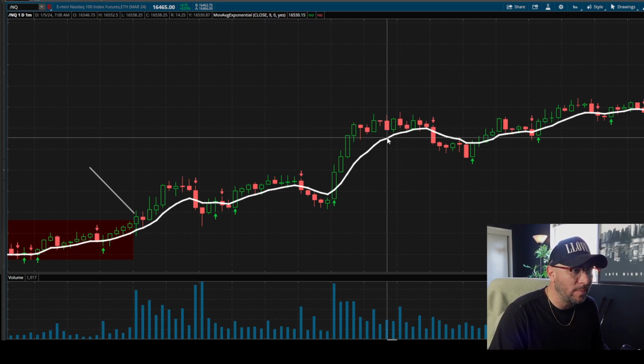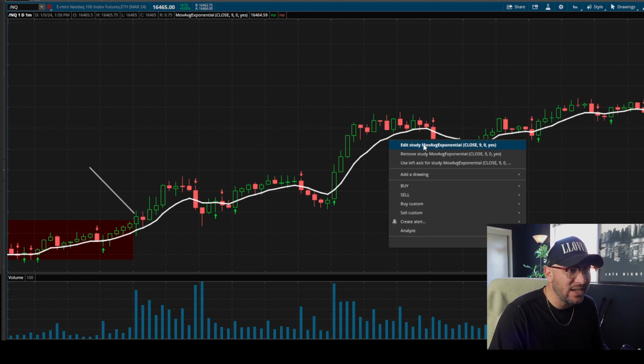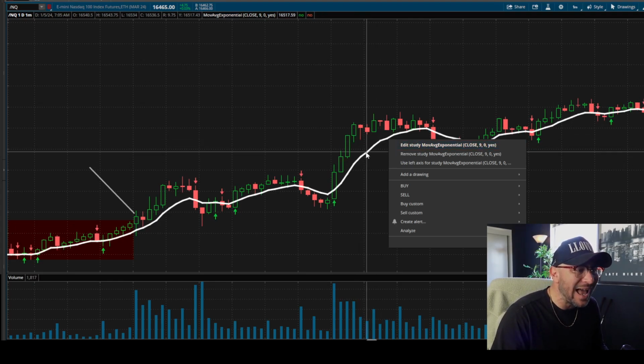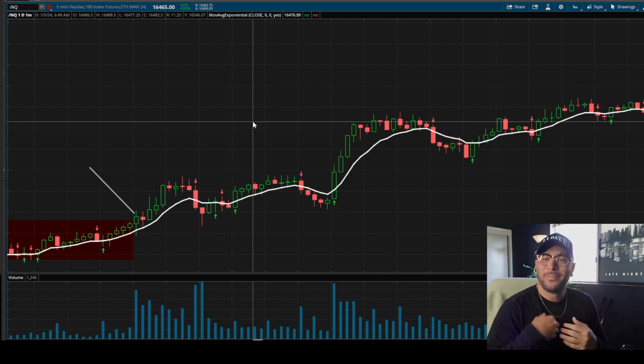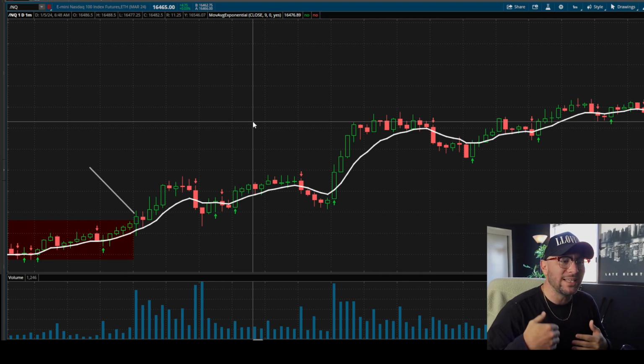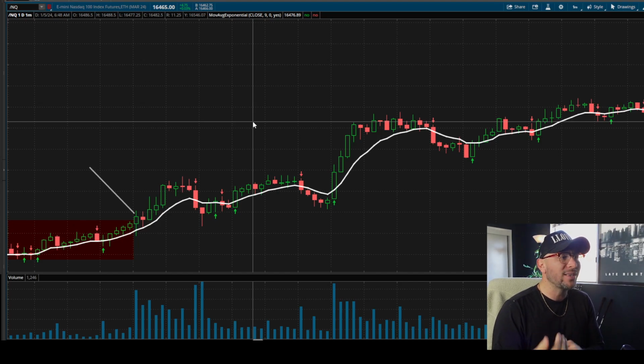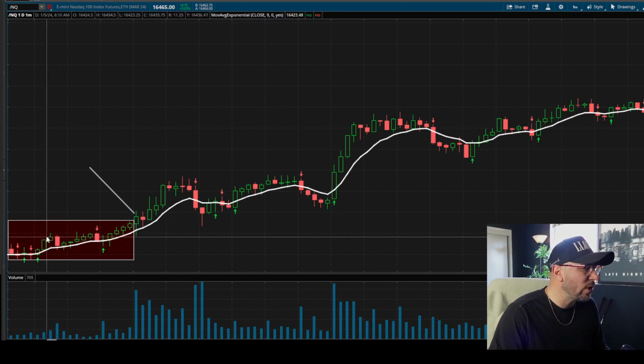Let's just make sure we have the 9. So I'm going to right click here, edit, study, moving average exponential 9. You guys can see it there. So this is the 9 EMA that you see plotted. The same things and same rules and same setups are going to apply. The ranges might be a little bit smaller on the 9 from the 20 SMA, but in theory, everything else is the same.